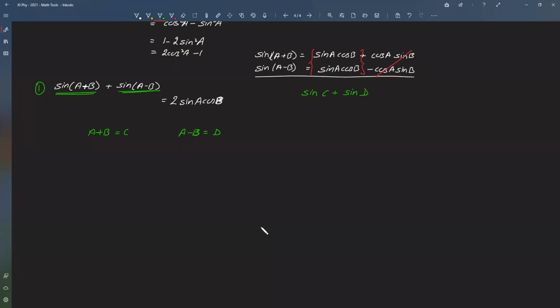But now on the right hand side, you have only A and B. So you should know what A and B are as well. A plus B is C. A minus B, you are substituting with D. Now you want to find what is A and what is B. If you add these two, you will get 2A, which is equal to C plus D. So A is equal to C plus D divided by 2.